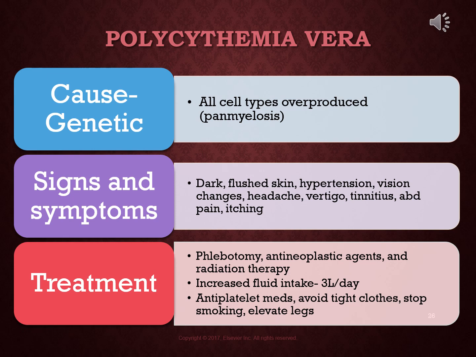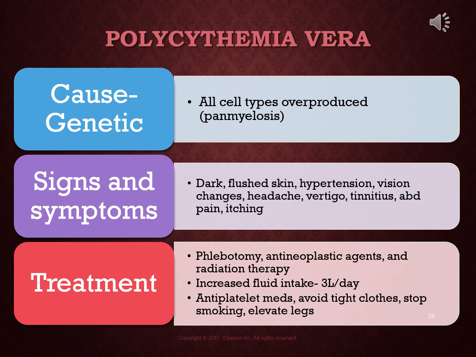Signs and symptoms are listed here. Dark flushed skin because of all of the blood cells there. Hypertension because your blood is so viscous. You can have vision changes, headaches, vertigo, tinnitus, all the stuff that's listed here. You get too many cells in the blood, it's very thick, organ congestion happens, hypervolemia happens, hyperviscosity, so you have engorgement of the vascular bed. You're at high risk for thrombosis because of the thick platelet-rich blood.